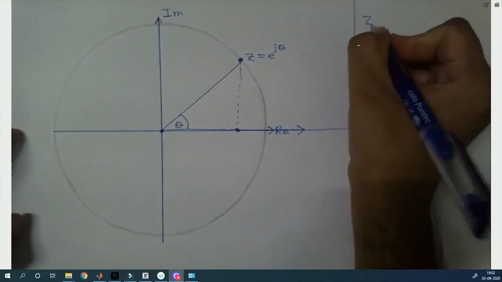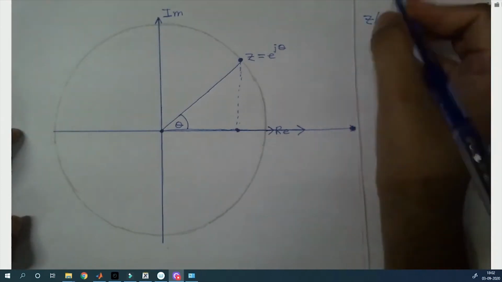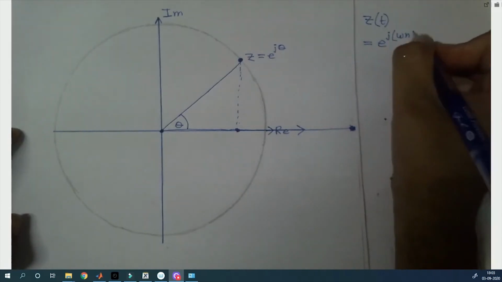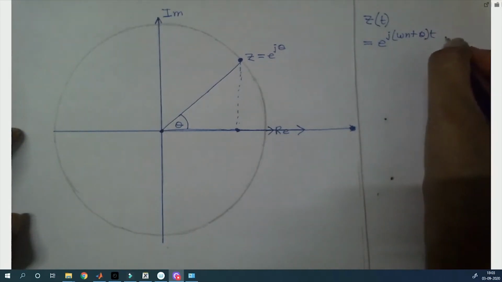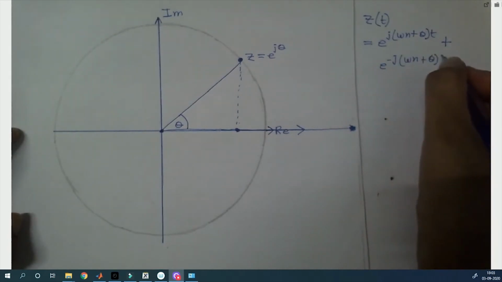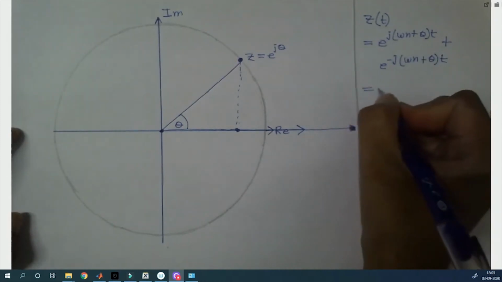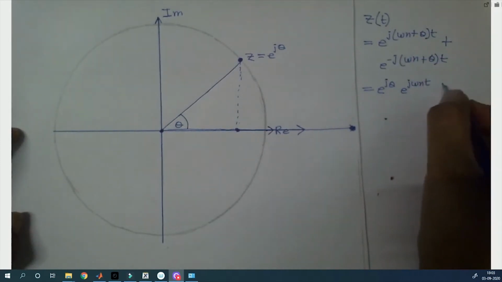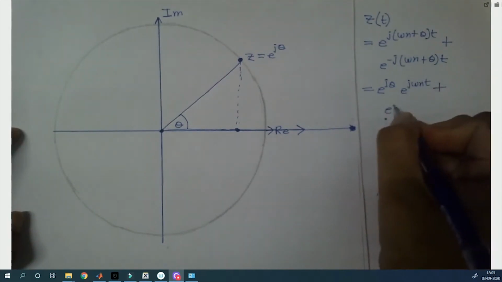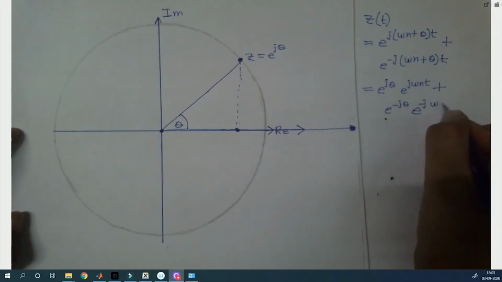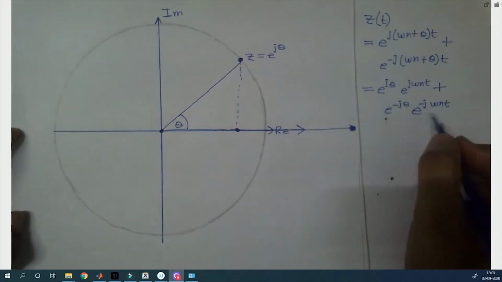Next, let us consider a number z, function of time, given as e to the power j (n omega plus theta) t plus e to the power minus j (n omega plus theta) t, which you may also write as e to the power j theta, a constant, multiplied with e to the power j n omega t, this part is a function of time, plus the second term e to the power minus j theta, which is constant, multiplied with e to the power minus j n omega t. This part depends on time.